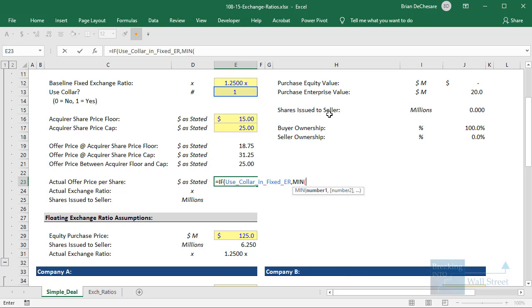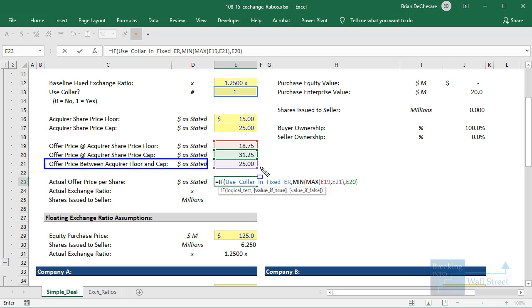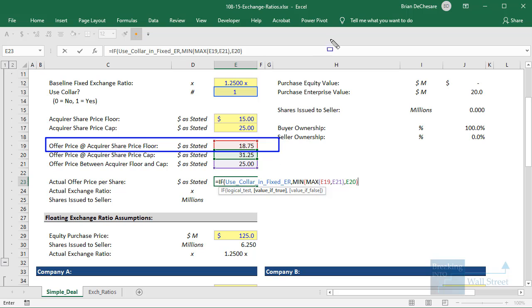And I'll take the minimum between the maximum of our offer price at the floor and then our offer price between the floor and the cap. And then I will compare that to the offer price at the cap. So this formula may look a little bit confusing, but essentially all it's doing is saying that if we are between the floor and the cap, we're going to use whatever offer price is here. But if we are below the floor, then we're going to bump it up to this 1875. And if we're above the cap, on the other hand, we're going to bump this down to the 3125.